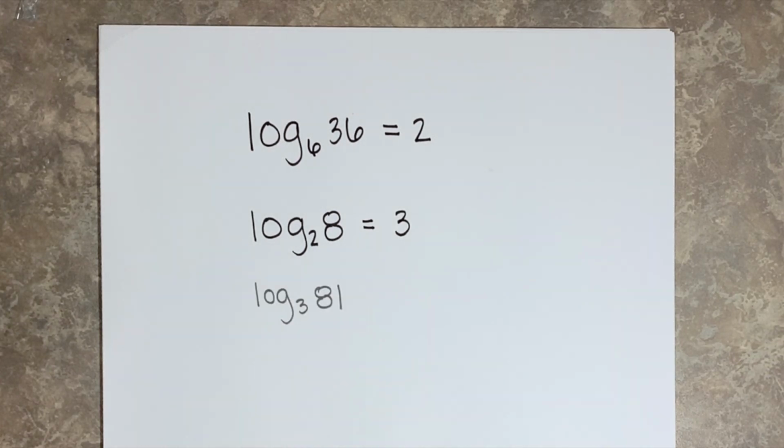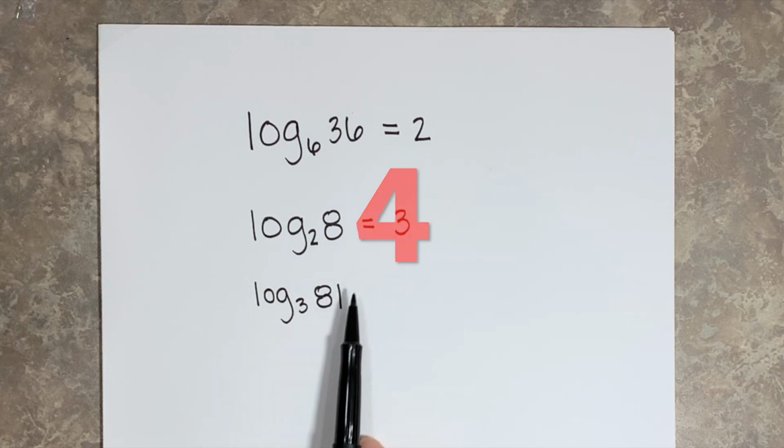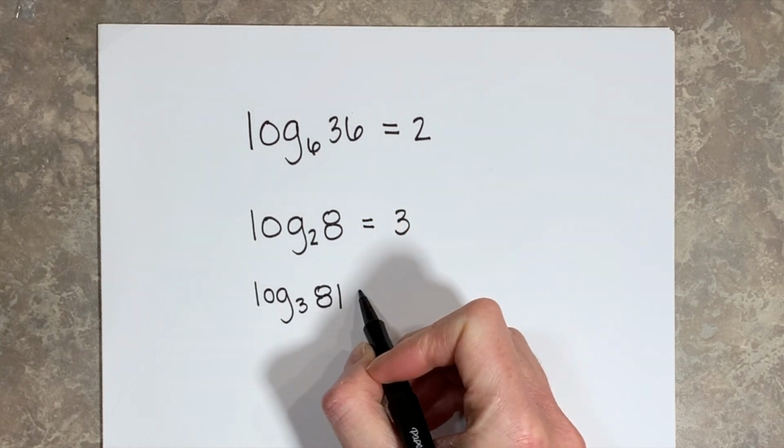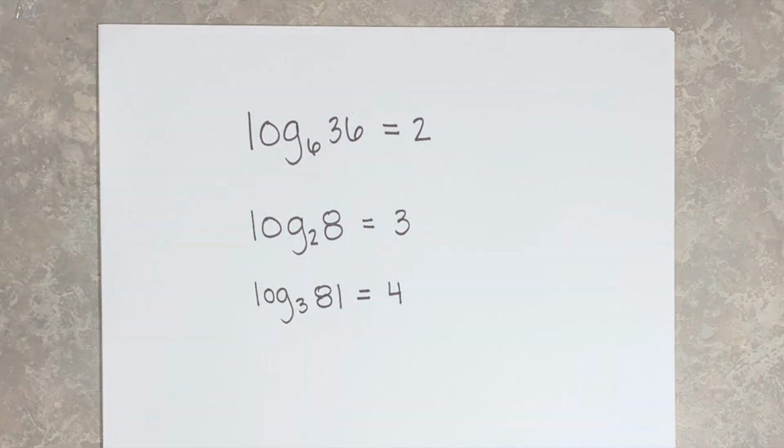Let's try another one. We see a log, so that means that we're looking for an exponent. What particular exponent is this log asking for? Well, we're trying to find what exponent we have to put on 3 to get 81. 4. So the value of this logarithm is 4, because 4 is the exponent we have to put on 3 to get 81.